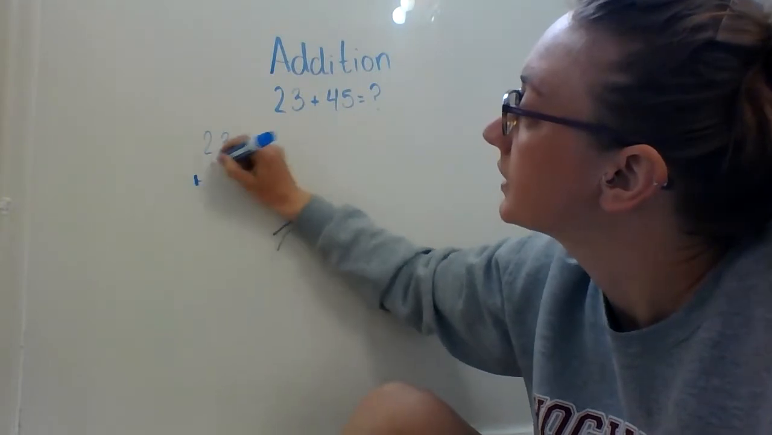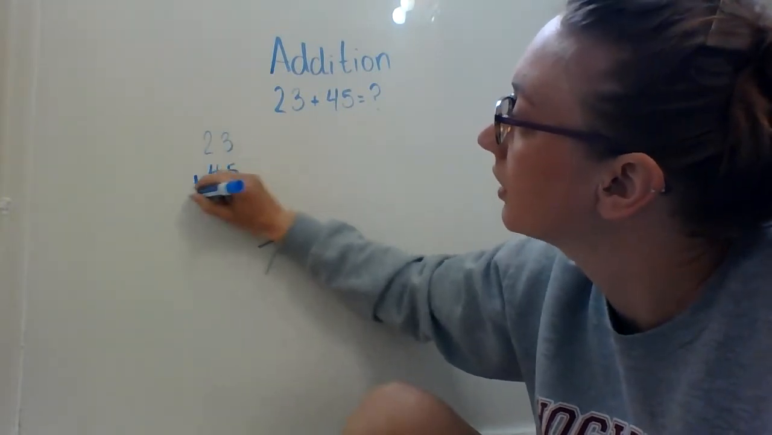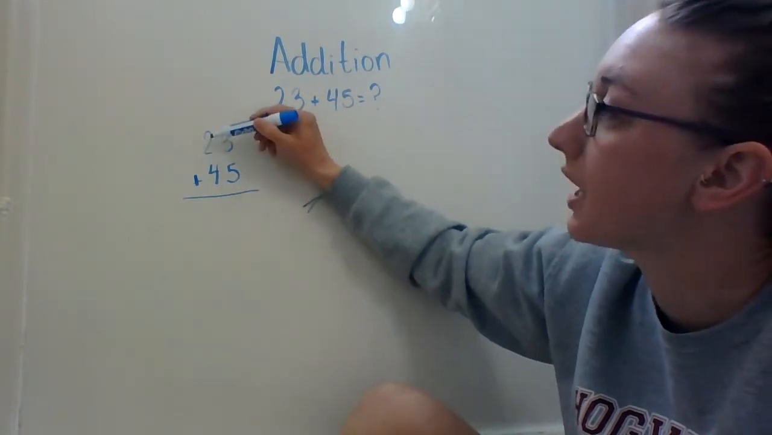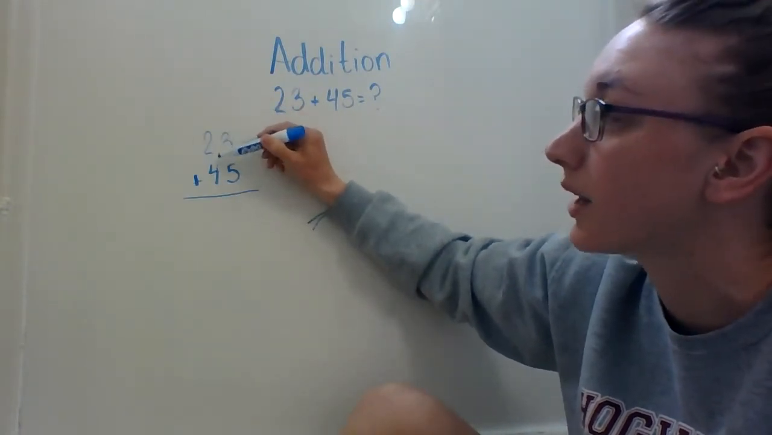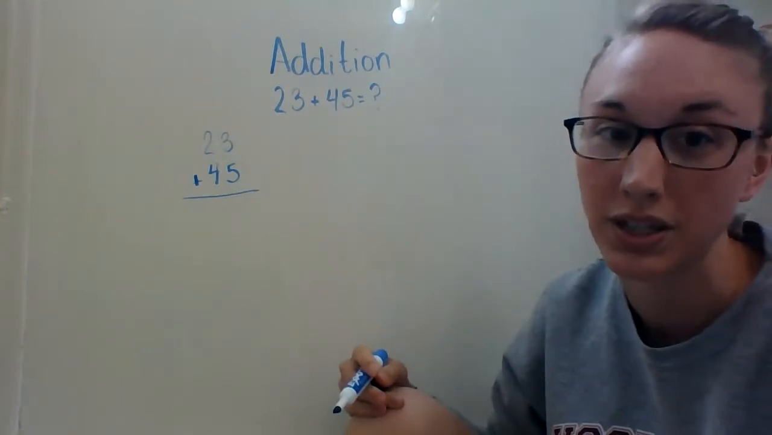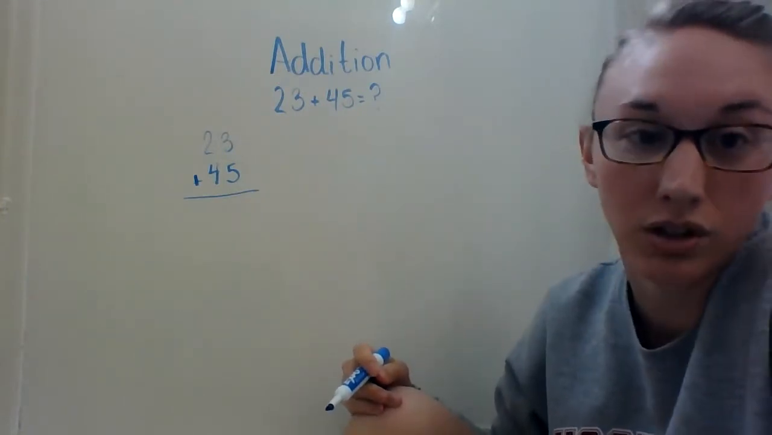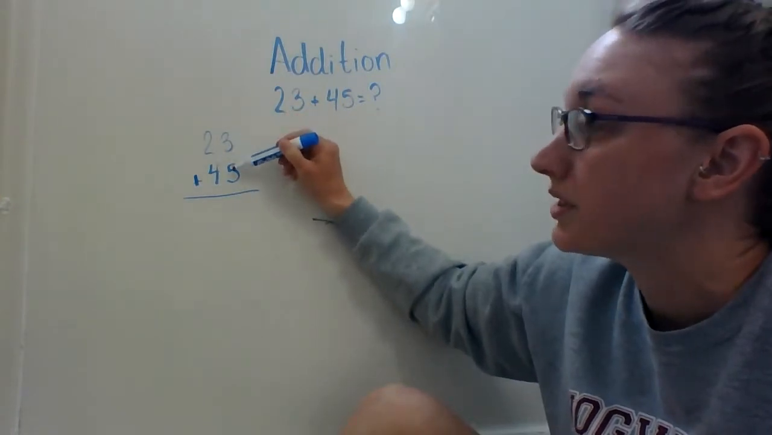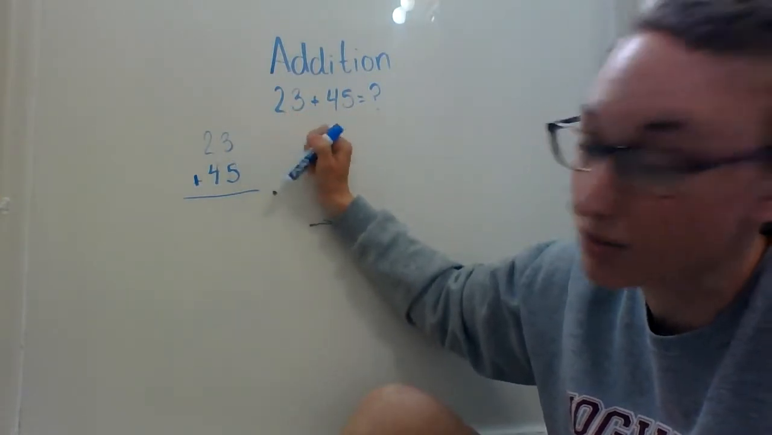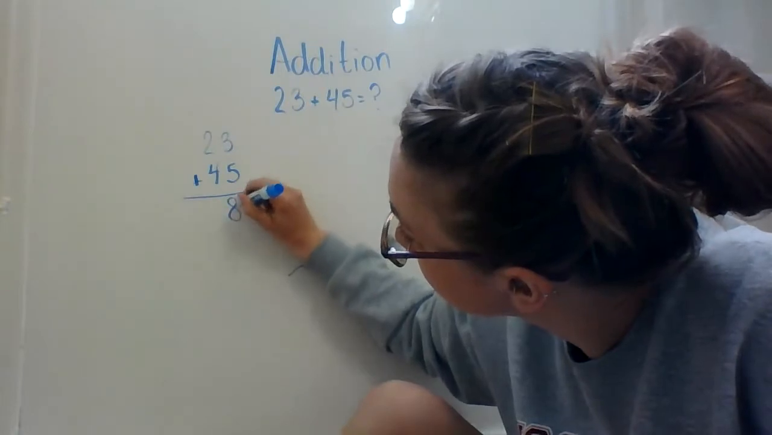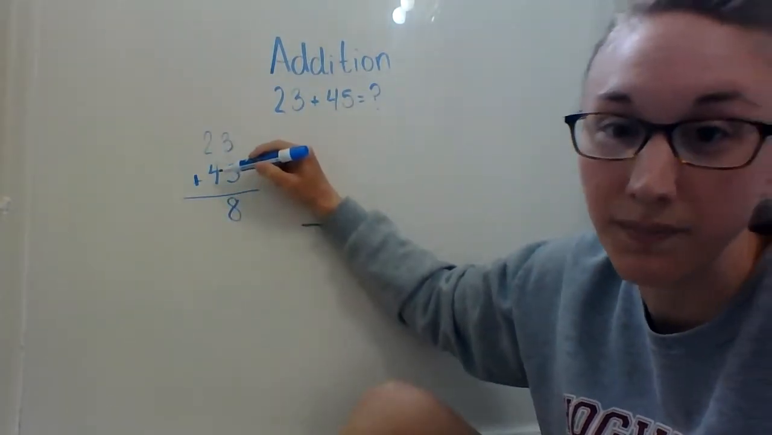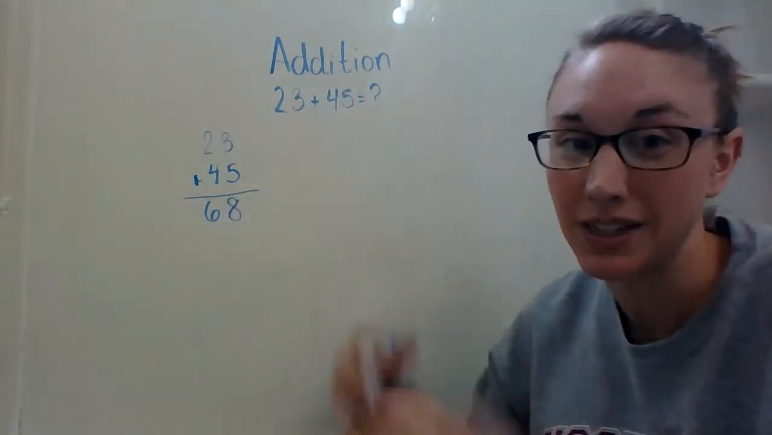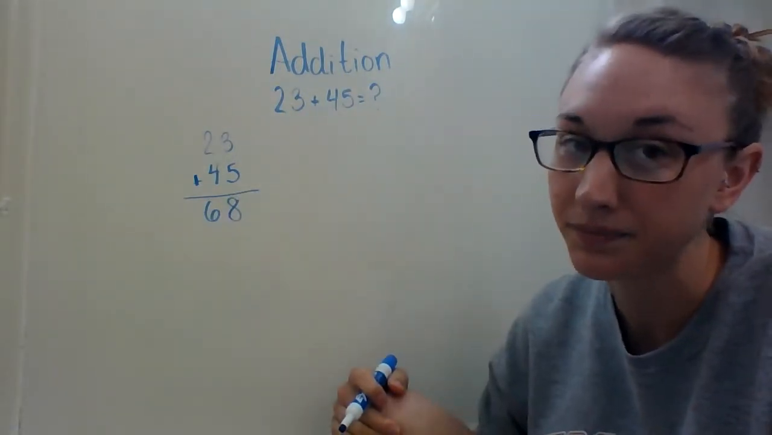So I stack my numbers on top of each other. I make sure that my ones place are on top of my ones and my tens are stacked right on top of my tens. It's super important to get those lined up. Otherwise, you're going to be adding the numbers incorrectly. Okay, so 3 plus 5 equals 8. And 2 plus 4 equals 6. Easy peasy. My answer is 68.